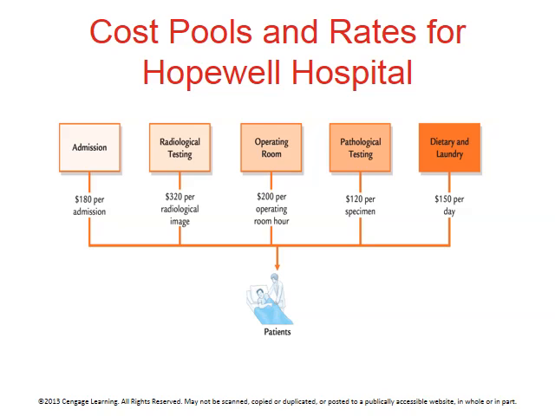So that's how we allocate the admission, the radiological testing, operating room. That's how we allocate these costs per patient with a different rate for each cost pool. So under our traditional system we looked at before, there would be one rate to allocate all this stuff to the patient. With activity-based costing, there's 5 different rates.